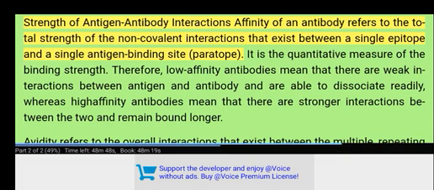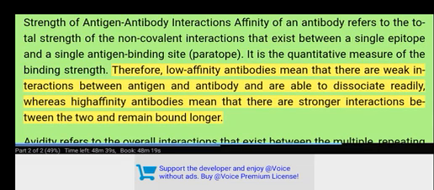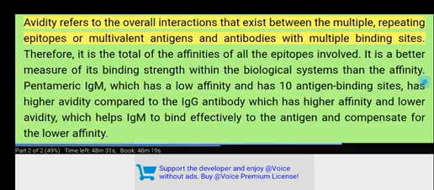Strength of antigen-antibody interactions. Affinity of an antibody refers to the total strength of the non-covalent interactions that exist between a single epitope and a single antigen binding site, the paratope. It is a quantitative measure of the binding strength. Therefore, low-affinity antibodies have weak interactions between antigen and antibody and dissociate readily, whereas high-affinity antibodies have stronger interactions between the two and remain bound longer.